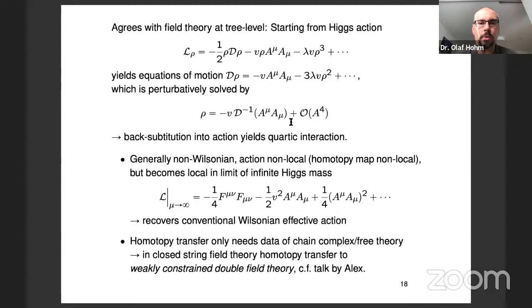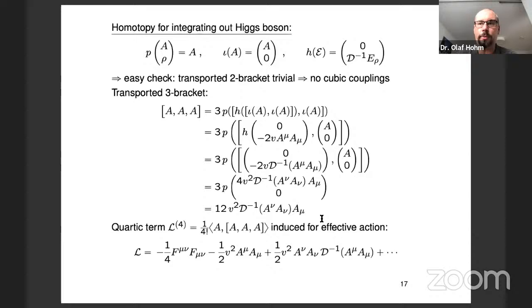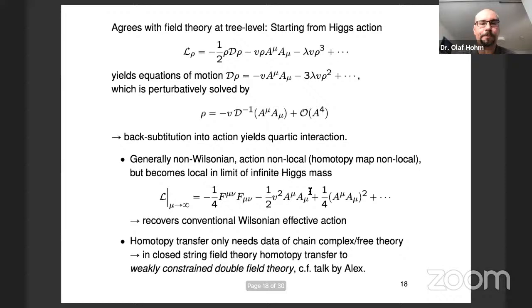So at tree level, solving the equations of motion perturbatively and plugging back into the action is the correct procedure to integrate out that field. So if you plug this back into the action, rho, you produce precisely the correct quartic interaction term that was also produced by homotopy transfer. So in that sense, homotopy transfer does exactly the same thing for you.